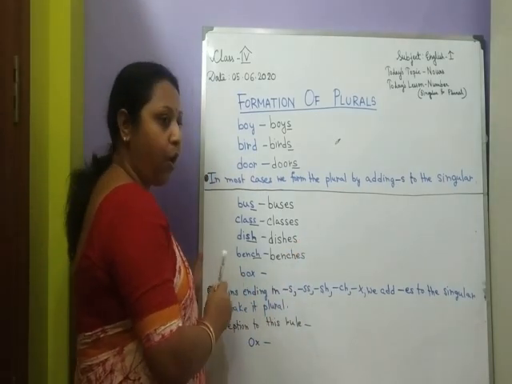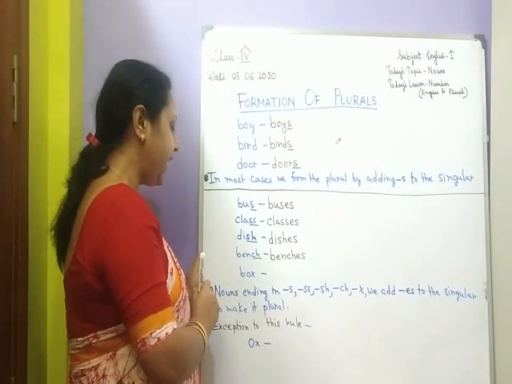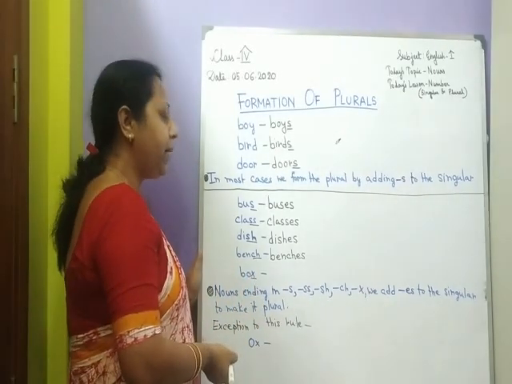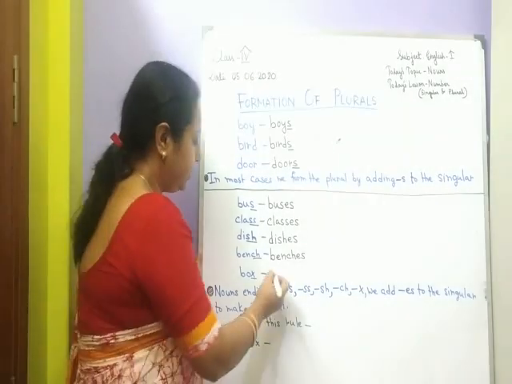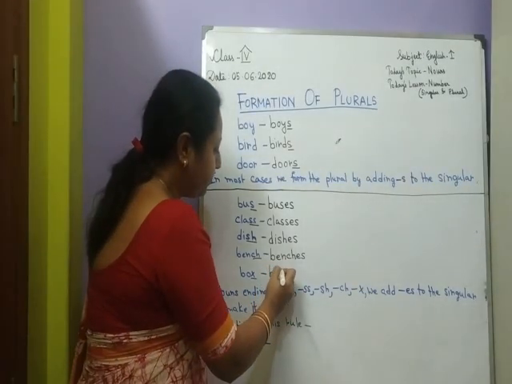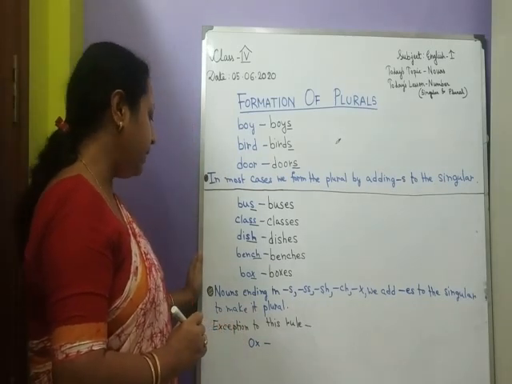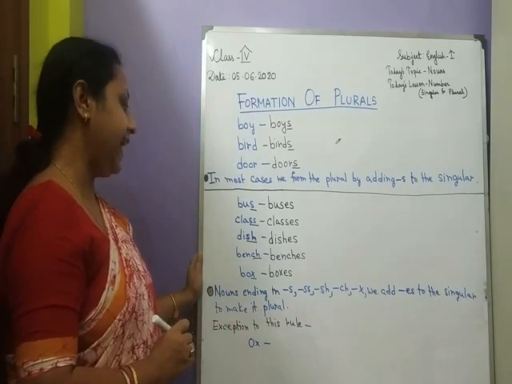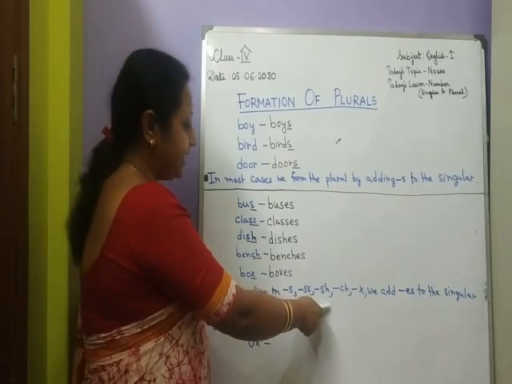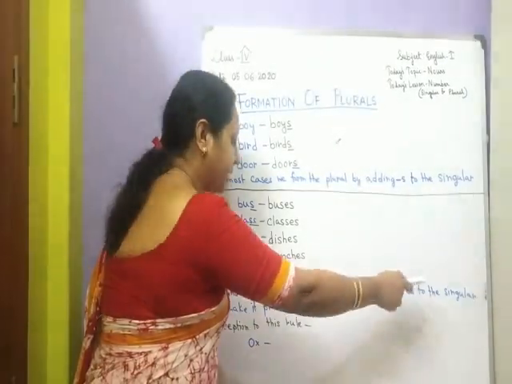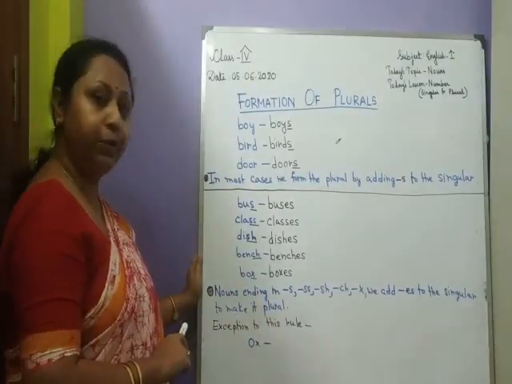B-O-X, box. Here the word box is ending with the letter X. To make it plural, we have to add es to it. Box will be boxes. So, we must remember that nouns ending in s, double s, sh, ch, x, we add es to the singular to make it plural.